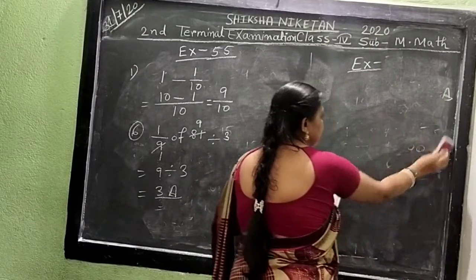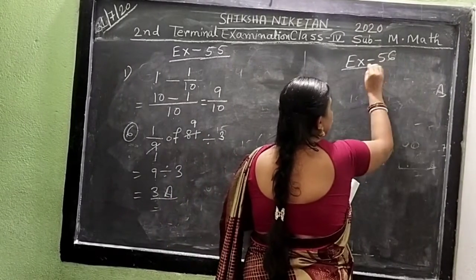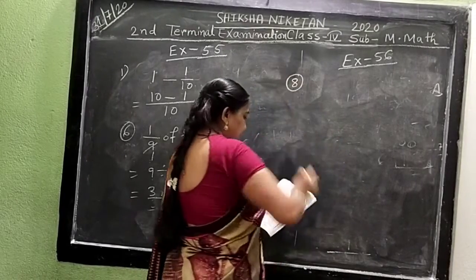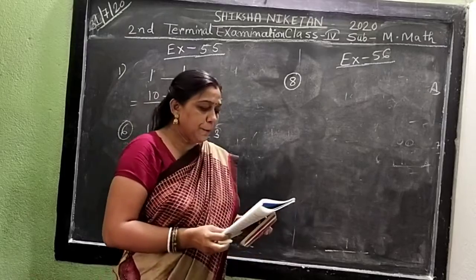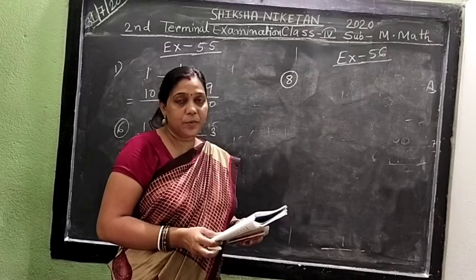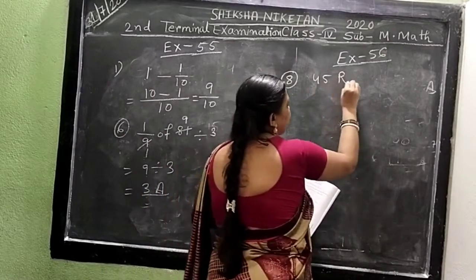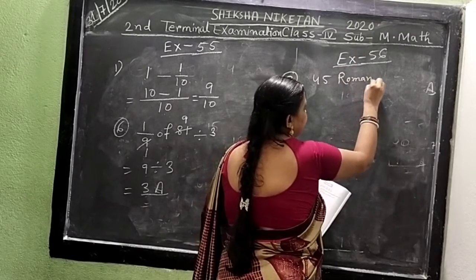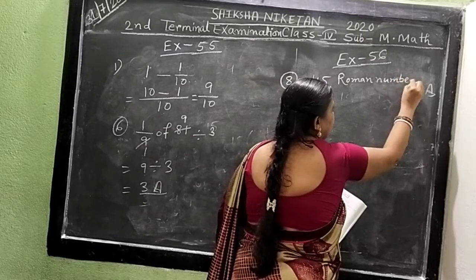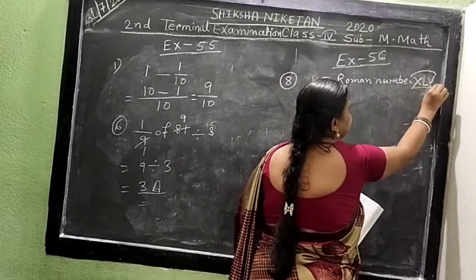Exercise 56. Exercise 56, math number 8. The math is: 45 represented as Roman numerals. 45's Roman numeral is X, L, V.